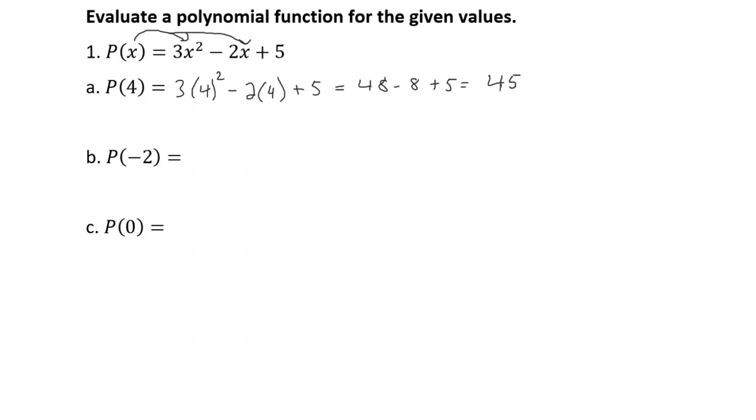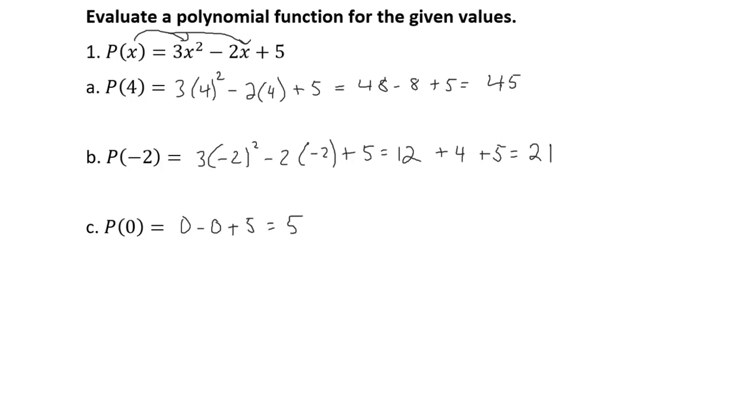All right, let's plug in the negative 2. Put the negative 2 in for each value of x. And then simplify. Negative 2 squared is 4, times 3 is 12. Negative 2 and negative 2 give you plus 4 and plus 5. 12 and 4 is 16, plus 5 gives you 21. And now we plug in 0, so that's 0 minus 0 plus 5, giving us 5. All right, let's look at our next example.